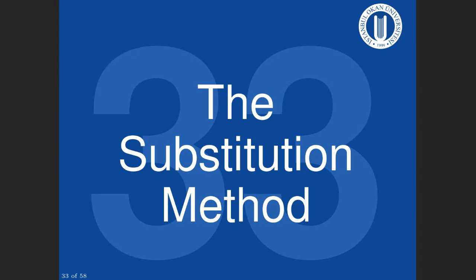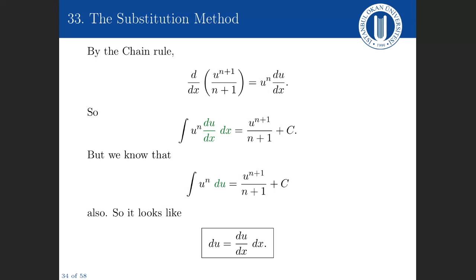Chapter 33 is about a technique called the substitution method. What is the substitution method? Well, think about it like this. By the chain rule, we know that d dx of u to the power n plus 1 over n plus 1 is the same as u to the power n du dx. So therefore, the integral of u to the power n du dx is the same as u to the power n plus 1 over n plus 1 plus c.